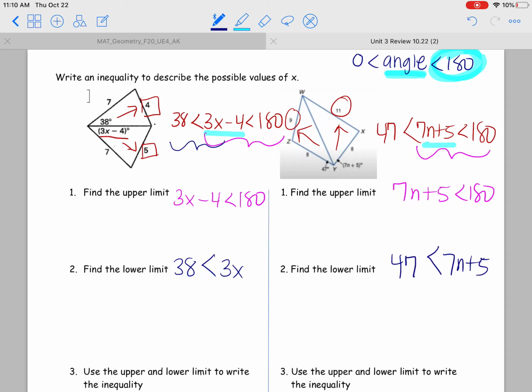Okay, so it's very important that you know how to set up that compound inequality and when to decide if you're going to be using the 180 or the 0.